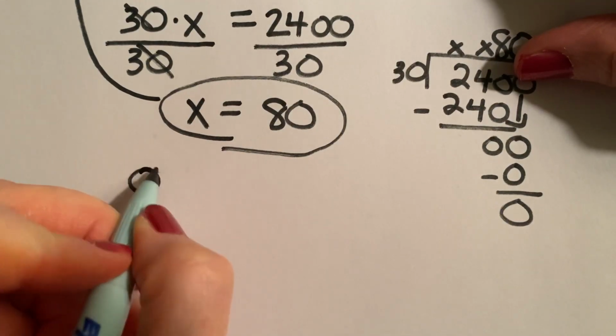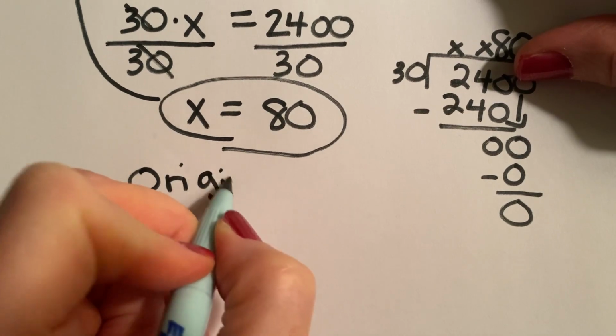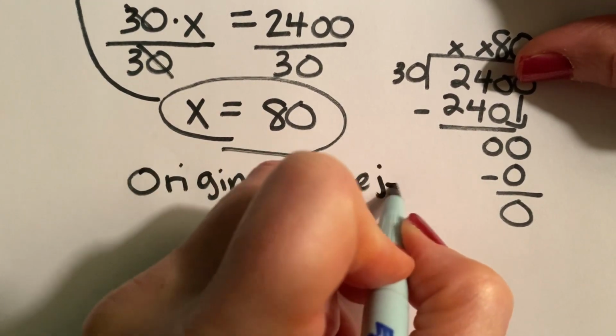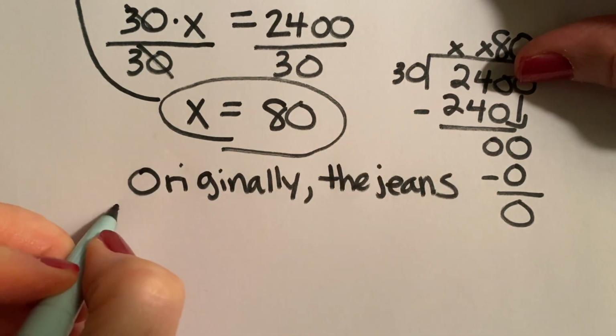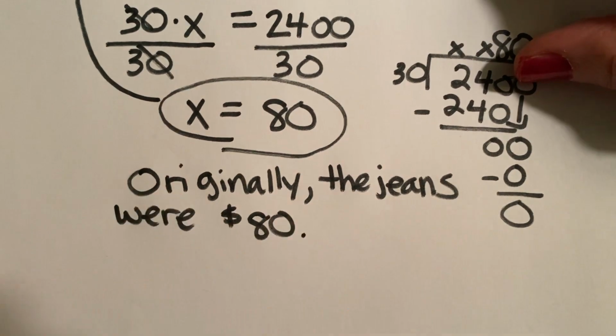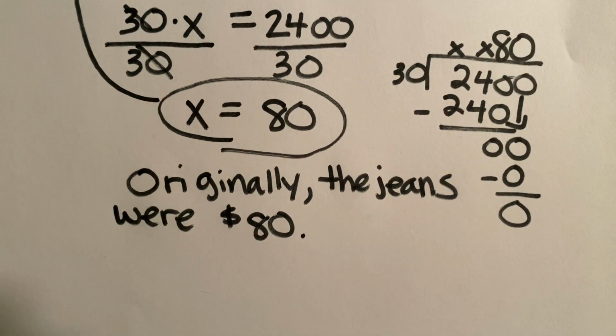So originally, the jeans were $80. So that's just a little introduction into percents.